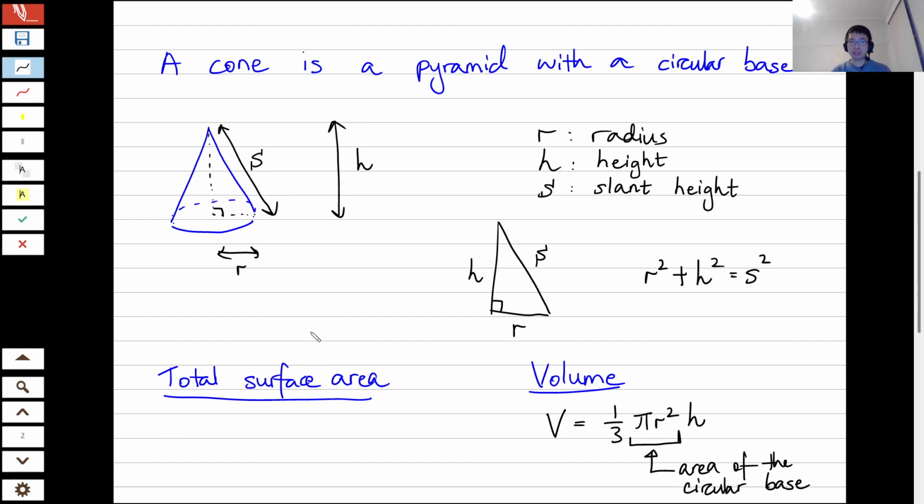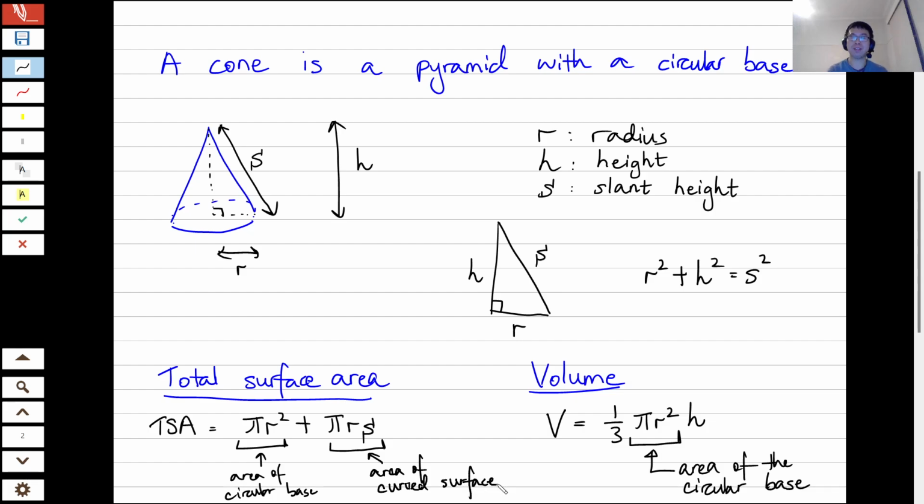Okay, total surface area. Here there is a circle on the bottom, and then there's the curved surface going around like that. I'm not going to prove this formula, but this is the result. The total surface area of a cone is given by pi r squared, which is the area of the base, plus pi rs, and this is the area of the curved surface.